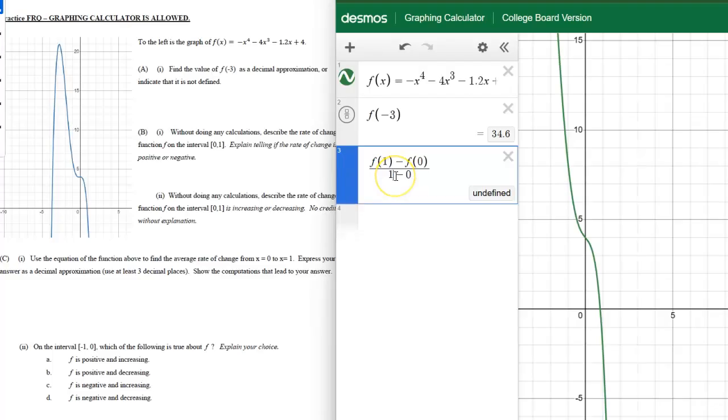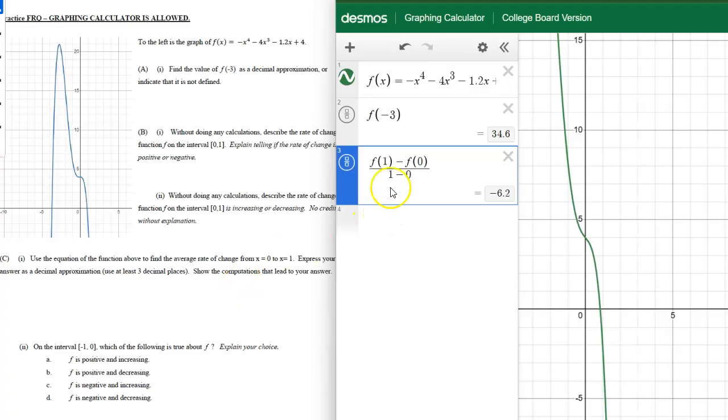Last but not least, make sure your function name is matching with whatever you typed it here. Lucky for us, it was f of x. I can just keep that f of x. However, if there was like h of x or k of x, you have to change your function name over here. All right, what answer did I get? I got negative 6.2. Remember, it says show the computation.